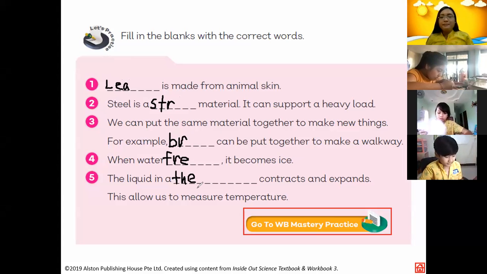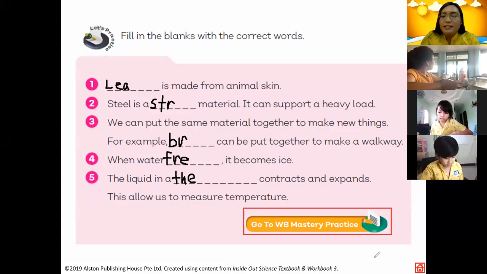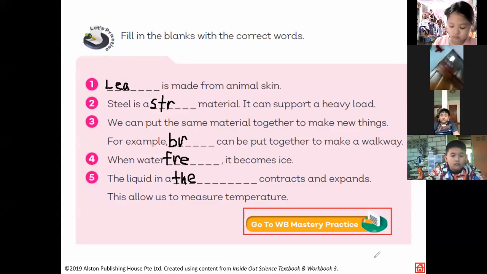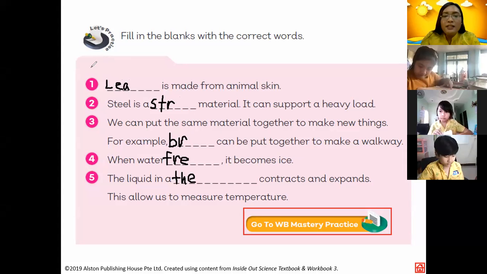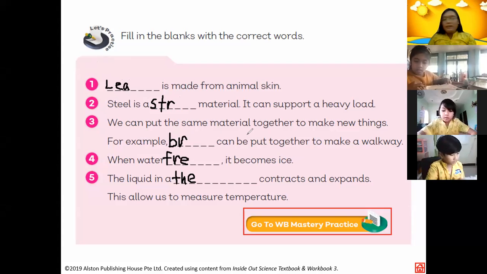Teacher, may I go to the toilet, please? Yes, you may. All right, so class, I will give you 5 minutes.